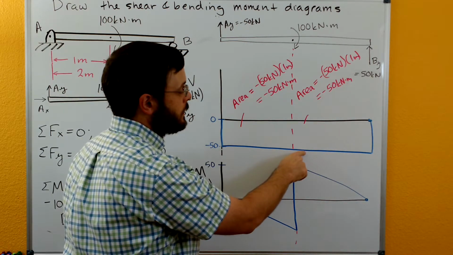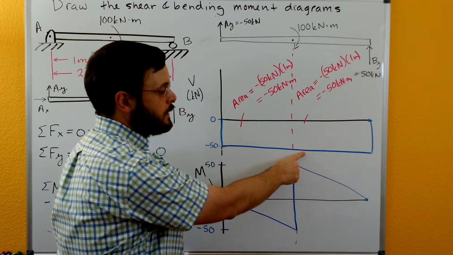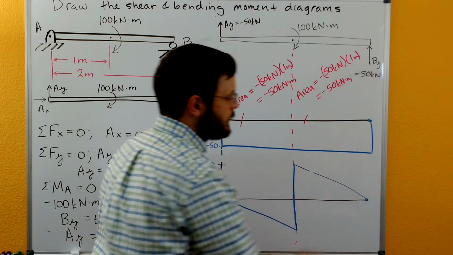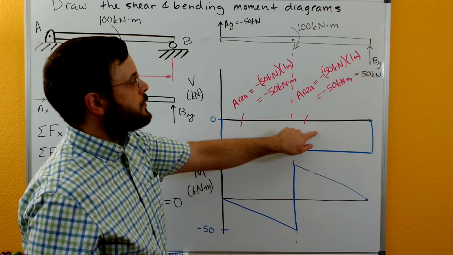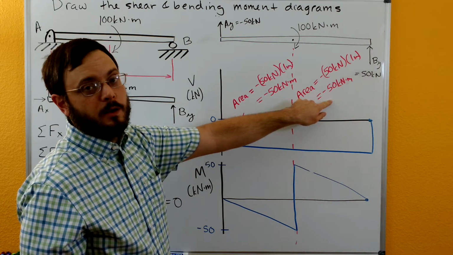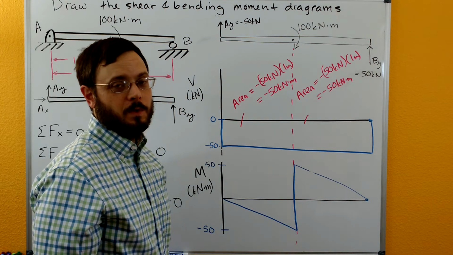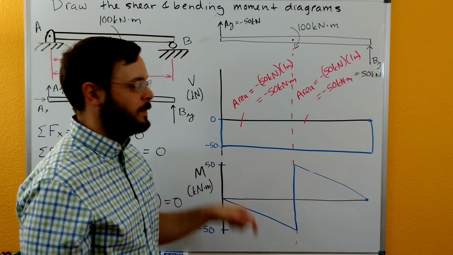And then we're going to, again, look at the shear and see that we have that negative 50 slope. And so we're going to come down with that negative 50 slope. We're going to drop the same area, negative 50 kilonewton meters, and then we're going to wind up back at 0. So we've been able to account for all of the bending moment.